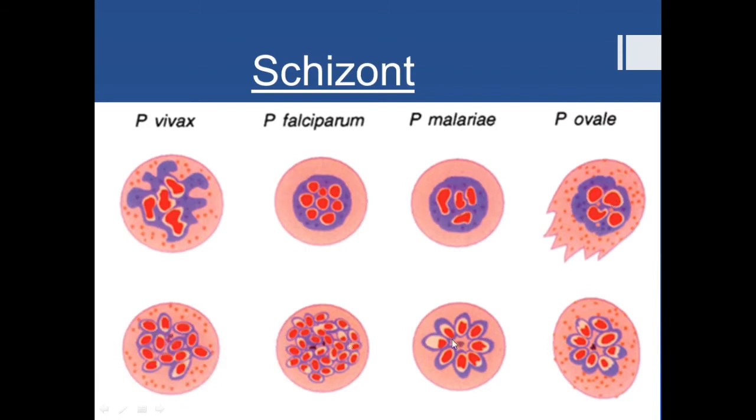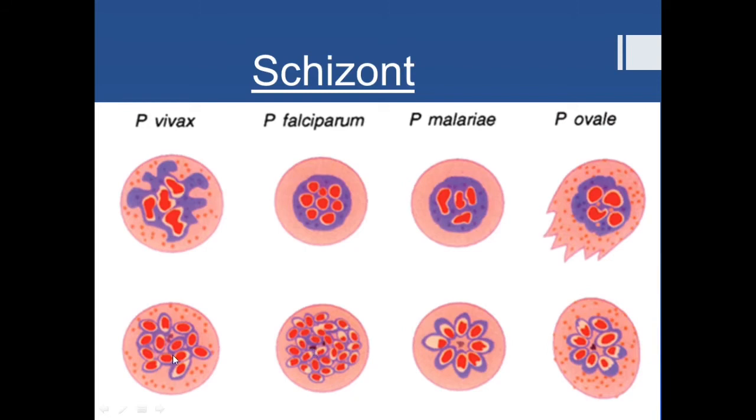Now you have to remember the differences between them. First of all, the schizont of Plasmodium vivax is an irregularly arranged cell, and the inner cells, which I am referring to as cells, are actually merozoites. There are about 12 to 18 merozoites inside the schizont of Plasmodium vivax, whereas in Plasmodium falciparum they are large in number, mainly 24 merozoites.